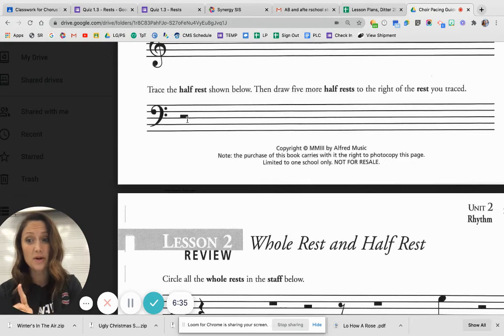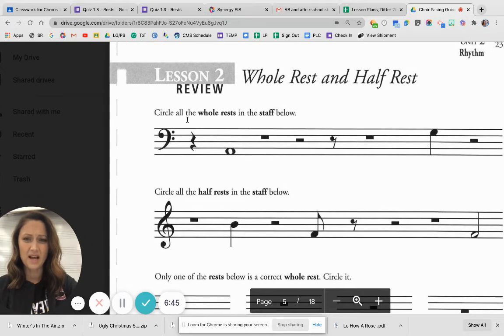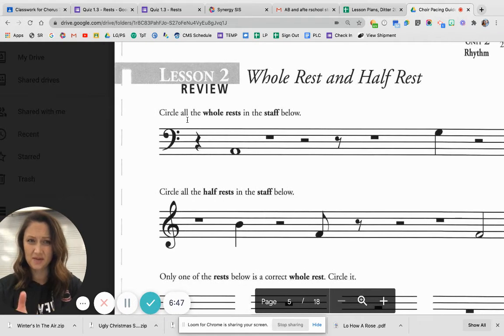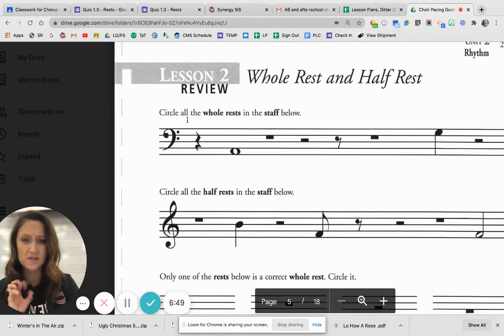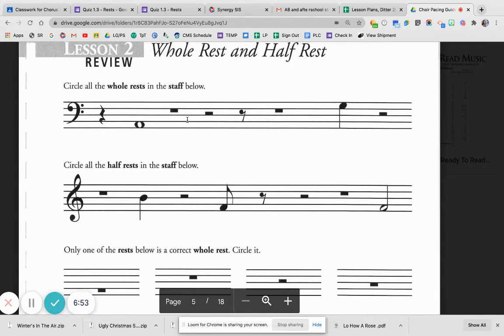That's in your quiz, so make sure you're thinking about that. The whole rest hangs from the 4th line. The half rest sits on the 3rd line. Now you have a chance to circle the rests that you see, but they're mixed in with notes. This will give you a moment to look through. Can you find the whole rest on this staff? It should hang from the 4th line.